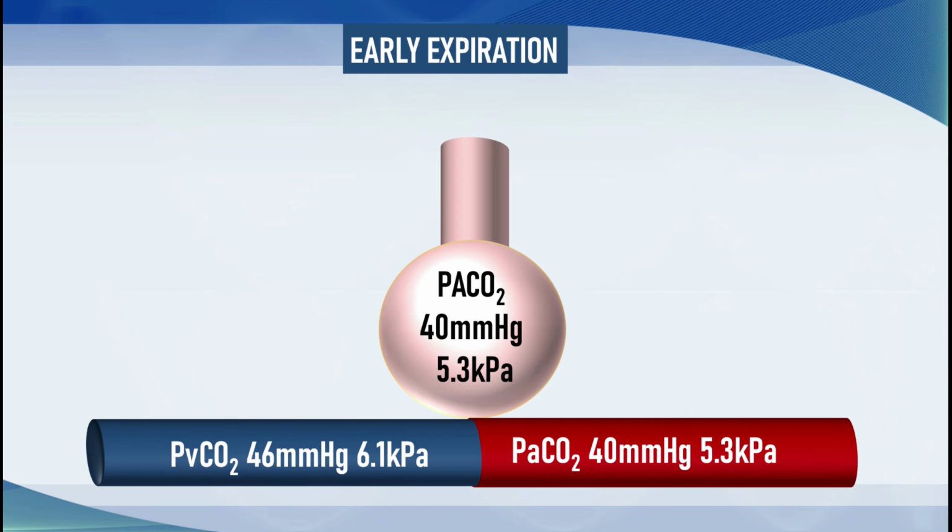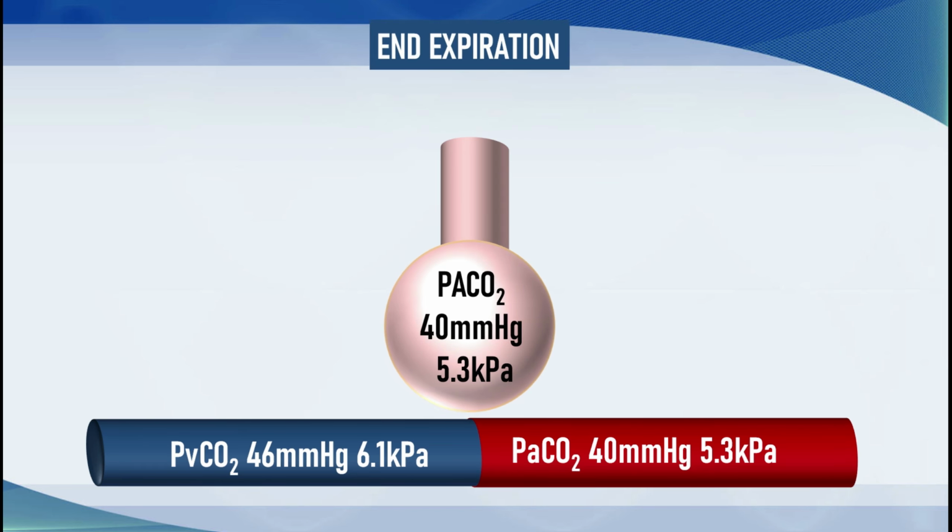During early expiration, that CO2 that has diffused into the anatomical dead space is the first to be released from the airways, but it is dilute, only 2% of expired gas. So the early expired partial pressure of CO2 is maybe 2 kilopascals or 15 millimeters of mercury.